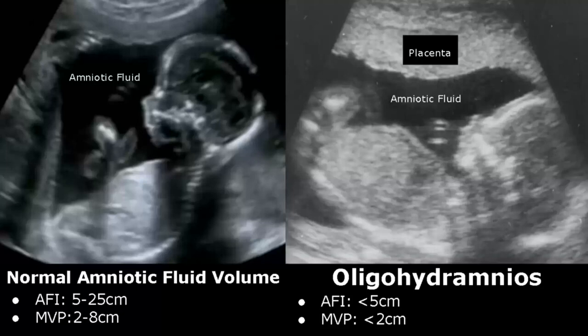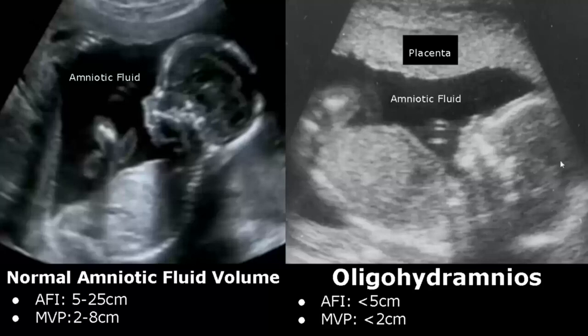The second method is maximum vertical pocket or MVP, in which a single measurement is taken from the deepest pocket of fluid, free of fetal parts and umbilical cord. This value must be between 2 to 8 centimeters for normal fluid volume. This image shows us a normal amount of amniotic fluid around the fetus.